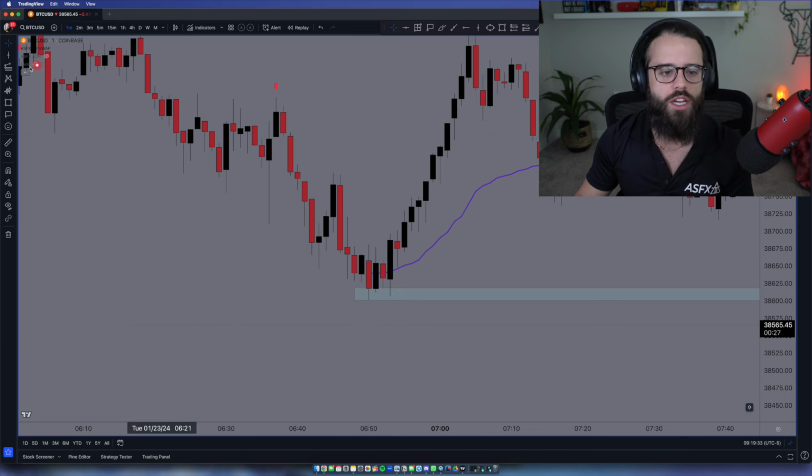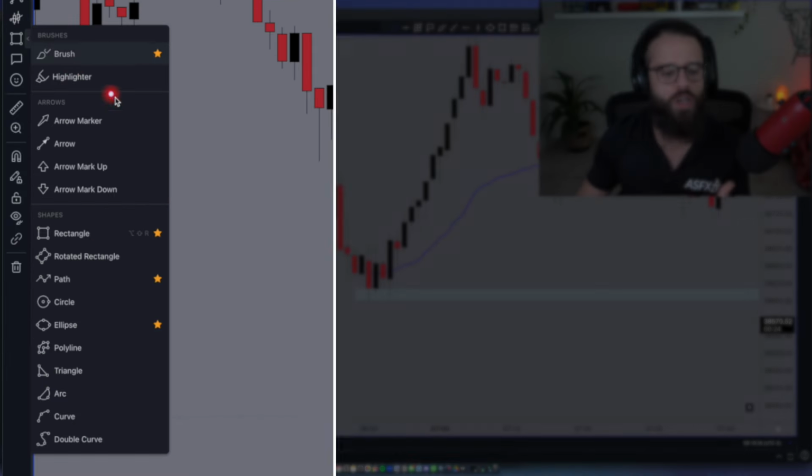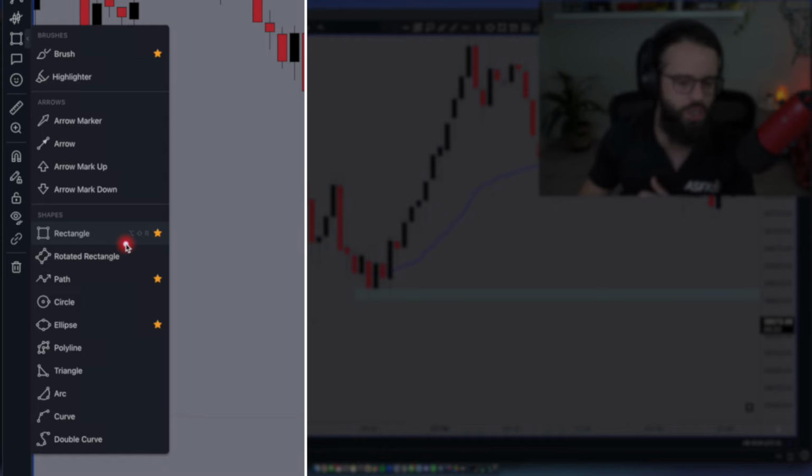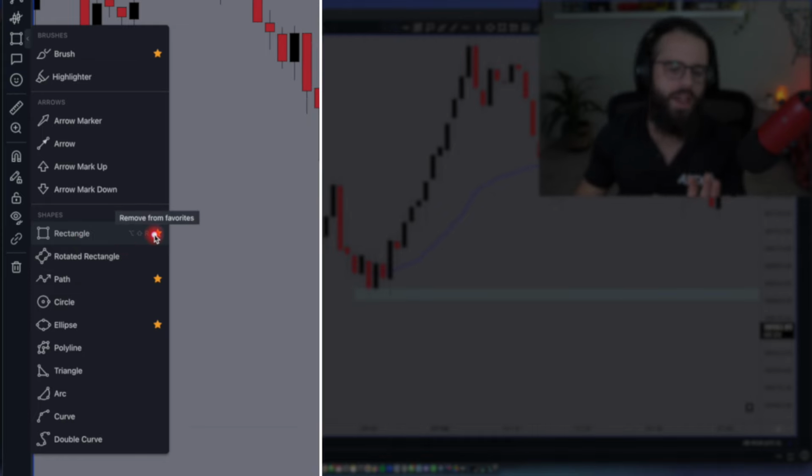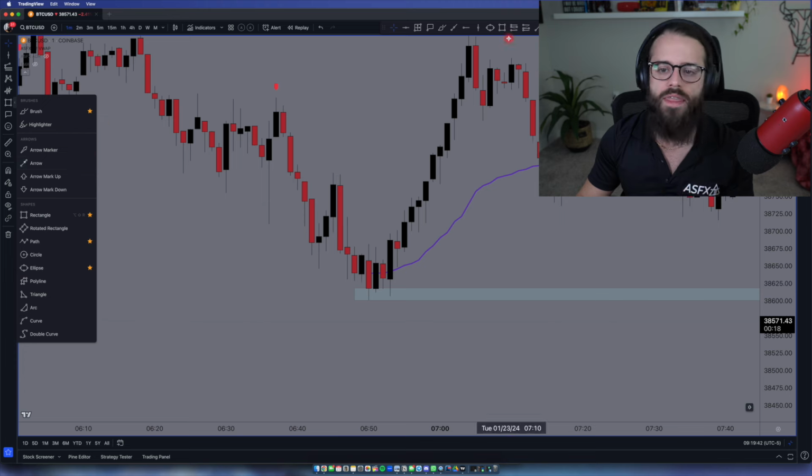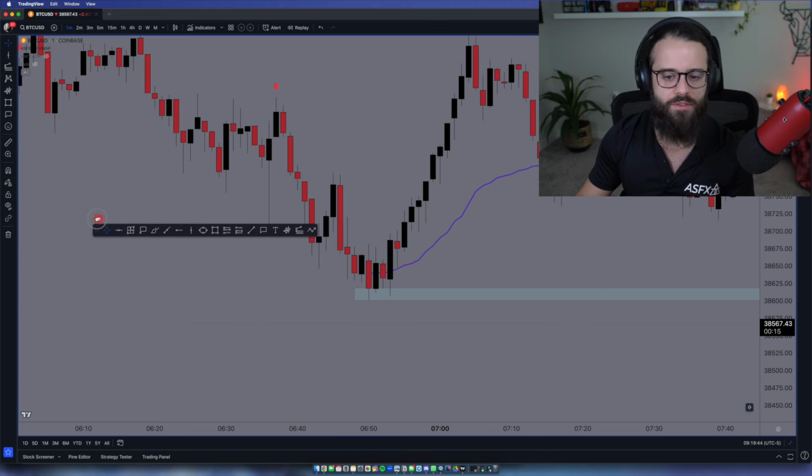First thing you're going to do is come to the left side of the screen here, drop to the shapes section and click on the rectangle. Now, really fast, you'll see I have some of these things starred. That puts them on my favorites toolbar. So here's my favorites toolbar.